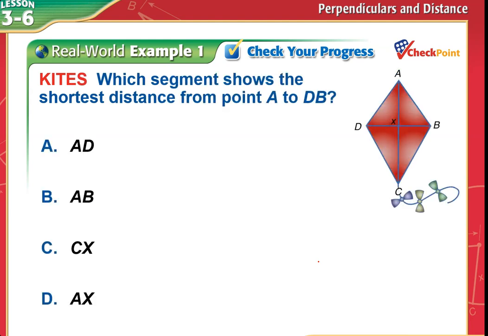Which segment shows the shortest distance from point A to DB? Go ahead and pause your video. Well, it has to be that right angle. Therefore, it has to be AX, the distance AX.